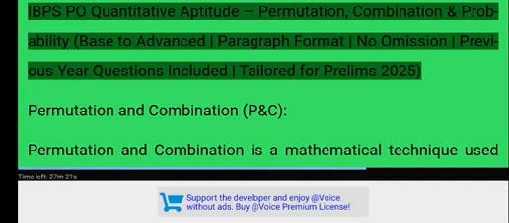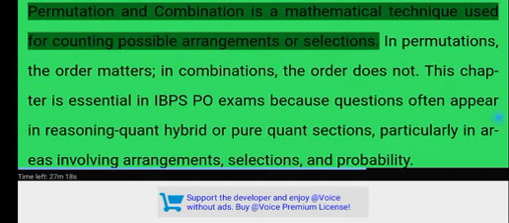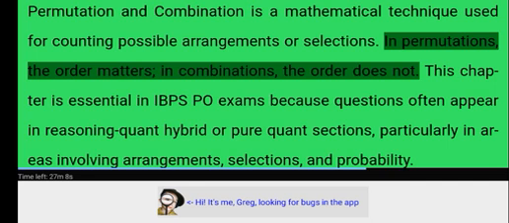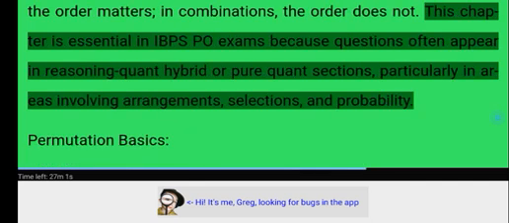Permutation and combination, P&C. Permutation and combination is a mathematical technique used for counting possible arrangements or selections. In permutations, the order matters. In combinations, the order does not. This chapter is essential in IBPS PO exams because questions often appear in reasoning-quant hybrid or pure quant sections, particularly in areas involving arrangements, selections, and probability.